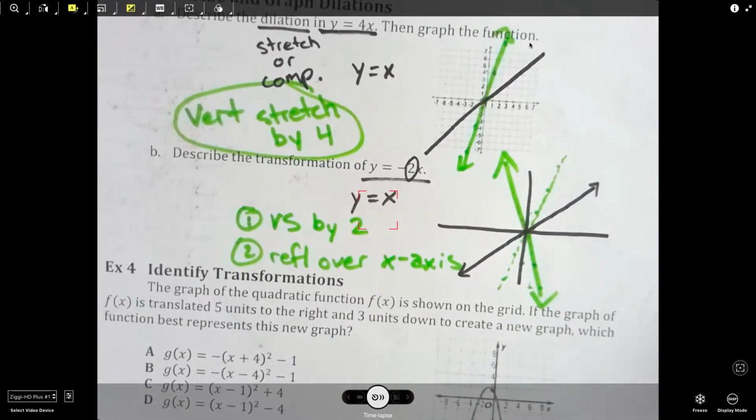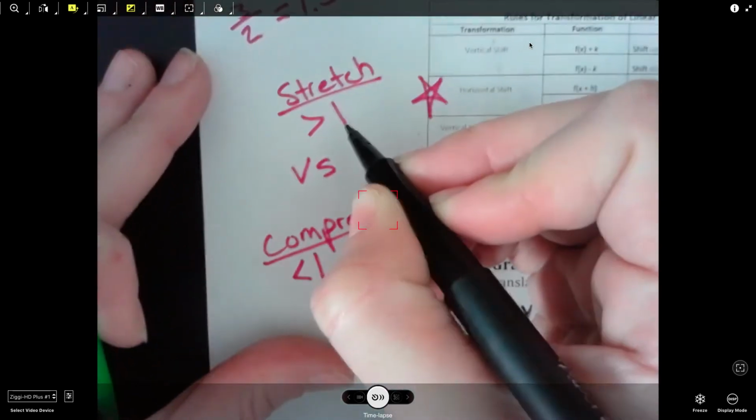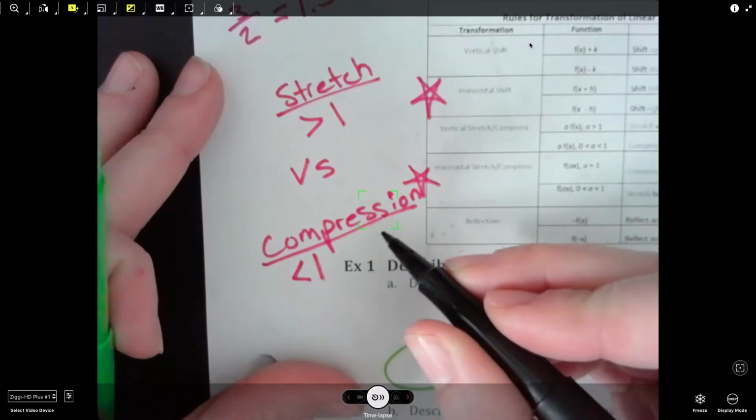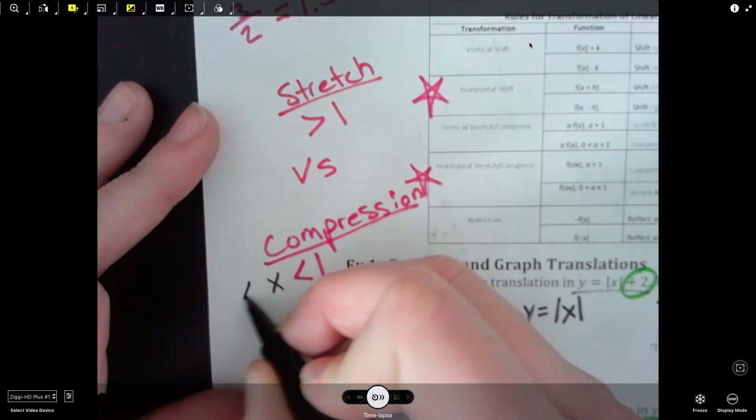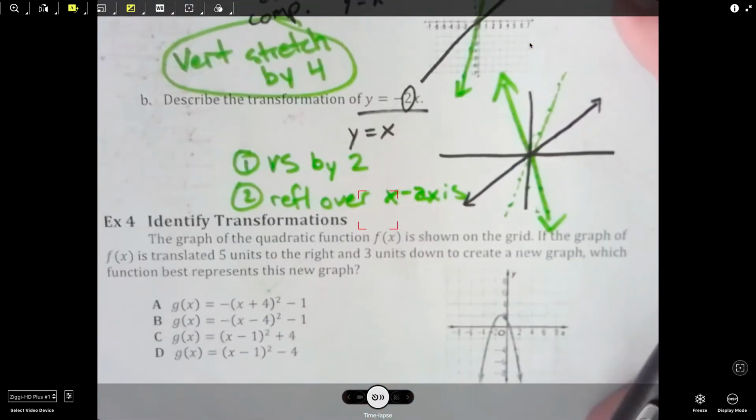So maybe our rules on the front side of this sheet should say this. A stretch is a number that's greater than 1. That's fine. But for a compression, the number has to be greater than 0, but less than 1. Does that make sense? Okay. So we're only looking at the 2. We're not looking at the negative. Okay, I forgot to say that. That's better. Okay, thank you for identifying that for me.